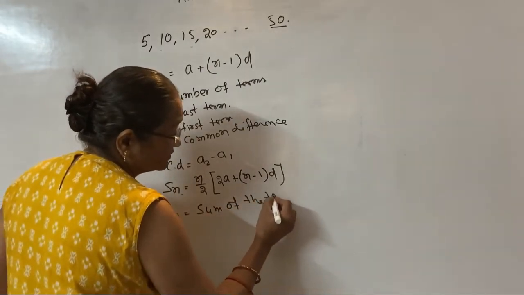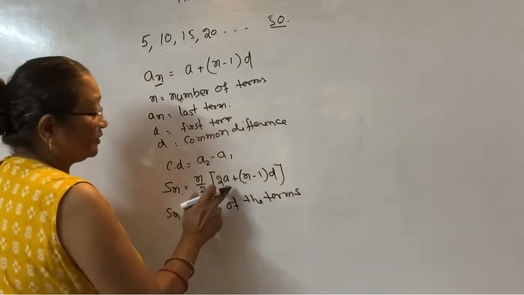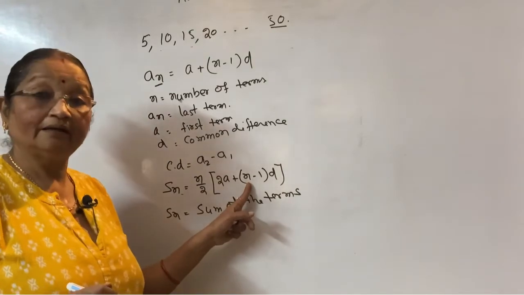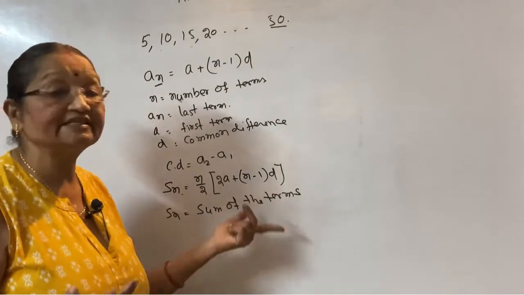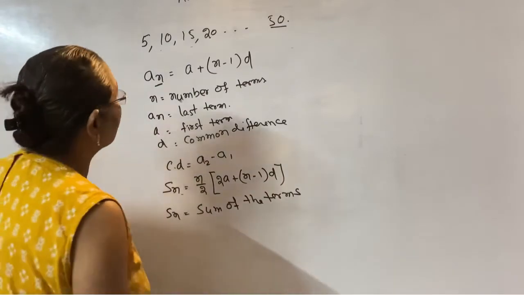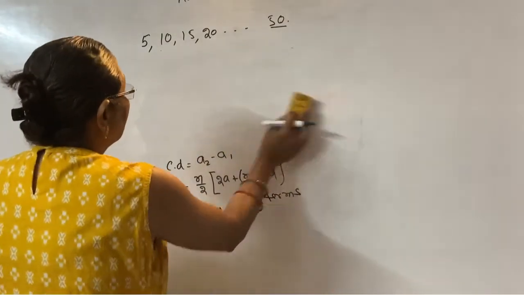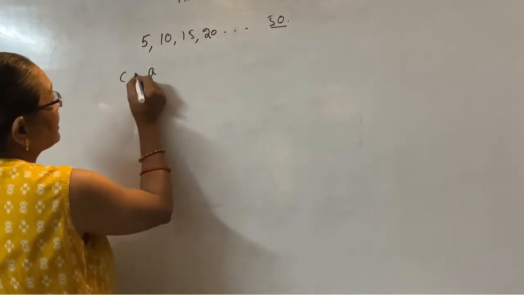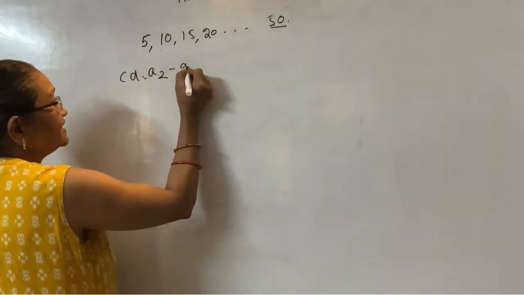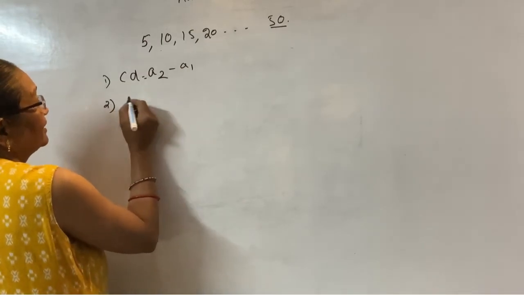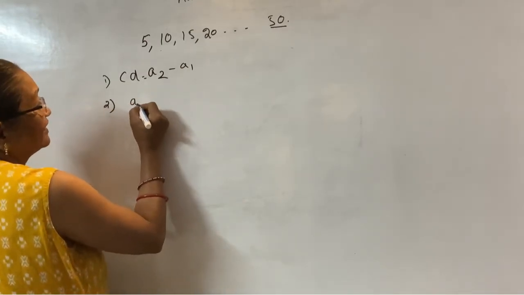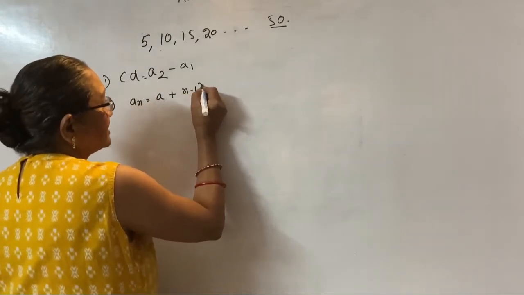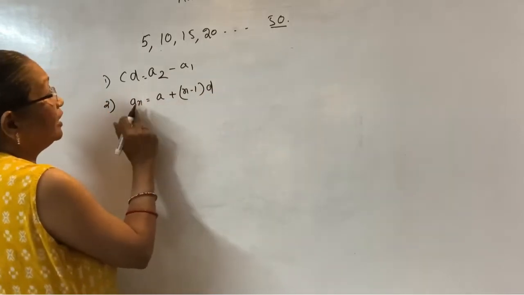Okay, now a we know, a is the first term, n is the number of terms, d is the common difference. So on the whole, how many formulas? First is how to find the common difference. The formula for the common difference is A2 - A1. The second formula is for finding the nth term.